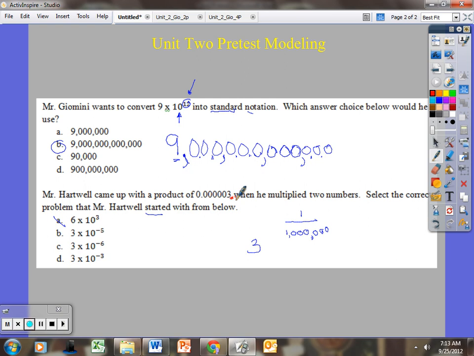And then he would move that decimal point 1, 2, 3, 4, 5, and 6 places to the left, because when I'm moving to the left, I am using the power of 10 that's a negative exponent. I moved it 6 places to the left, so that must mean it'd be 3 times 10 to the negative 6th power.